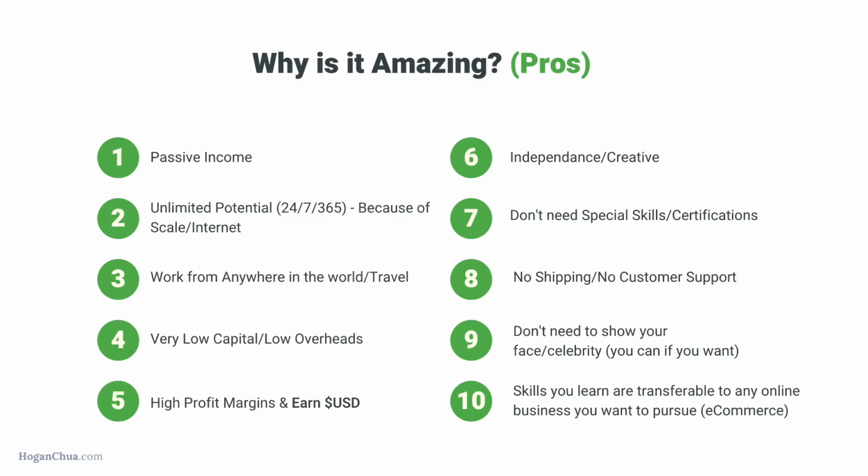So number 6, you get to be really, really independent and creative. What I mean by that is that if you are working at a company and things like that, you have to follow procedures and you have to do what the boss tells you to do. But with your own affiliate marketing business, you can create any type of content and you can be really creative with it as well. So you can just fully express yourself.